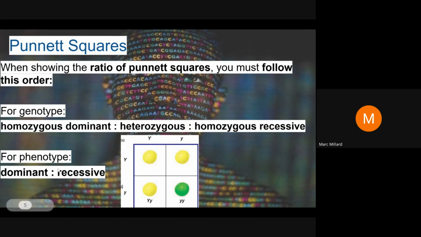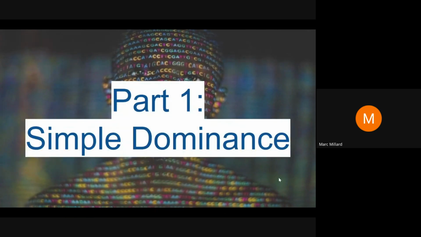Now, as far as phenotype, 3 of them are yellow, 1 is green. So this is a 3 dominant to 1 green recessive ratio, 3-to-1 ratio. So let's take a look at some simple dominance.